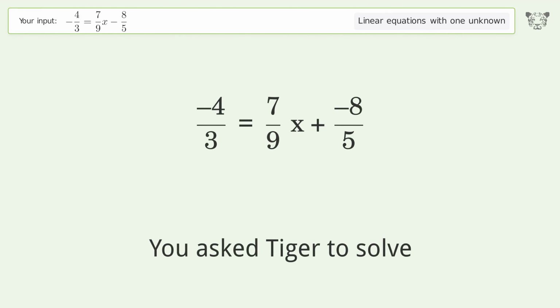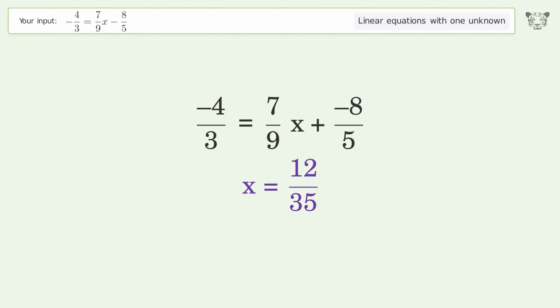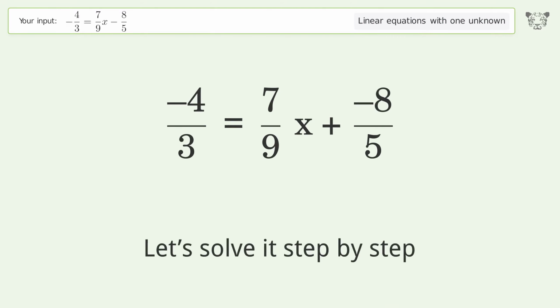You ask Tiger to solve. This deals with linear equations with one unknown. The final result is x equals 12/35. Let's solve it step by step.